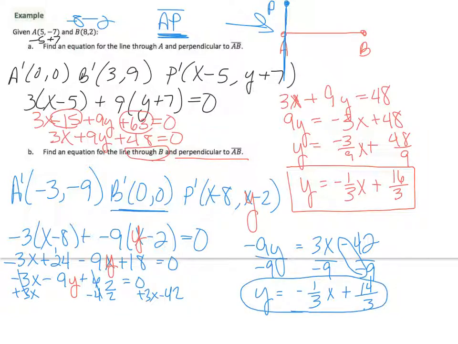Awesomely, I have the same slope for each line, which is good because both of these lines that we came up with the equation for are perpendicular to AB. So they should both be the same slope. Okay, I found an equation for this line, which is right here, and I found an equation for this line. So through A and through B. Cool, let's try another one.